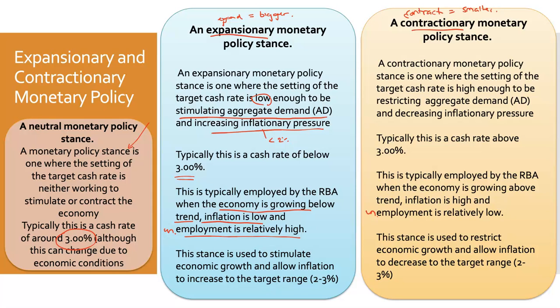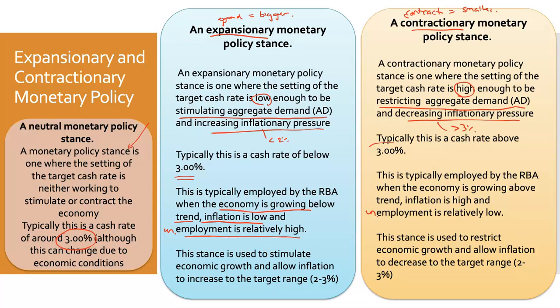So a contractionary monetary policy stance is one where the setting of the cash rate is high. They have set a higher cash rate and it is high enough to restrict aggregate demand and decrease inflation. This is because inflation is most likely above the 3% target. They're a bit worried about inflation and they're wanting to control that. And the only way they can do that is to contract the economy, take demand out of it.